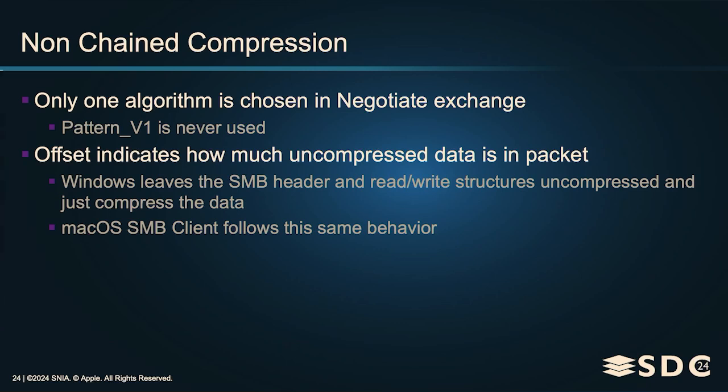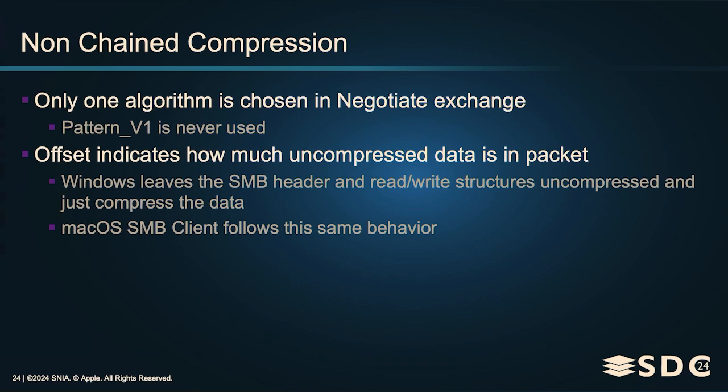So non-chain compression, we'll just go over a little bit of how it works. What we find is in the negotiate exchange, if the server does not support chain compression, it will pick one compression algorithm to use. Pattern V1 is never ever used in non-chained.